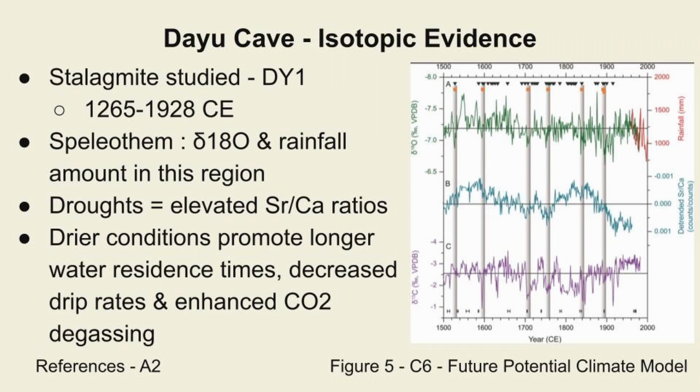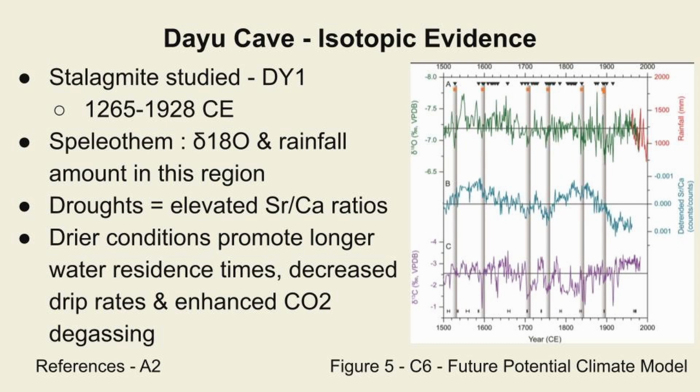To study the isotopic evidence, scientists selected stalagmite DY1, which is dated from 1265 to 1928 CE. When scientists examine the oxygen-18 isotopes in the stalagmite, they are able to extrapolate data about precipitation events. Droughts are reflected in the isotopic data with elevated strontium to calcium ratios. The drier conditions cause longer water residence times and decreased drip rates.